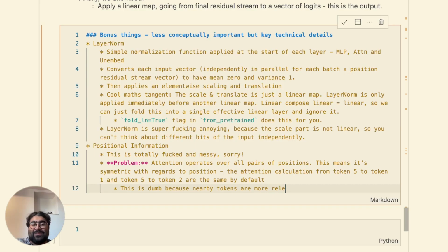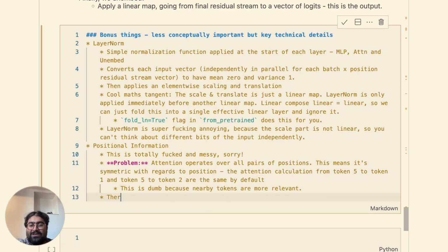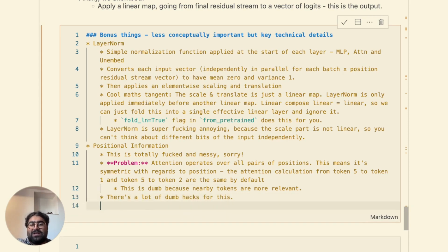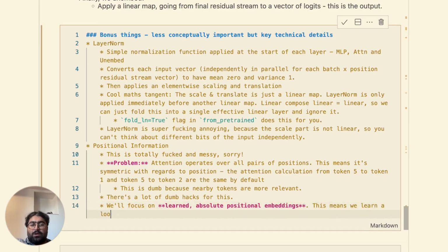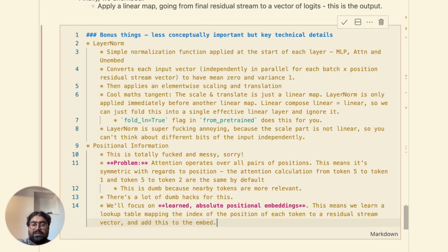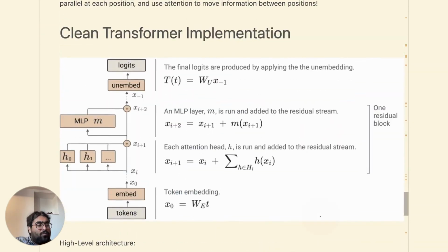Like, the way to figure out what token comes after my cursor is to look at more. A lot more than looking at dumb. So there's a lot of dumb hacks for this. We'll focus on learned absolute positional embeddings. This means we learn a lookup table mapping the index of the position of each token to a residual stream vector and add this to the embed. And yeah, if we go to this diagram, what we do is we just add in a positional embedding.